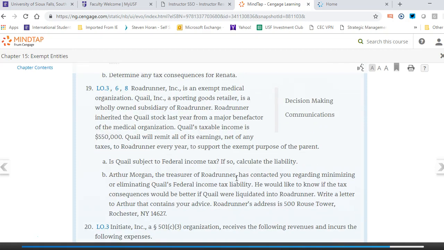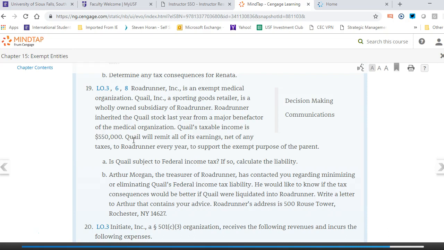Okay, then question 19 is a pretty simple one, but it's one that I think we need to make sure we cover. 19 just says that Roadrunner Inc. is an exempt medical organization. Quail is a sporting goods retailer, is a wholly owned sub of Roadrunner. Roadrunner inherited Quail stock last year from a major benefactor of the medical organization.